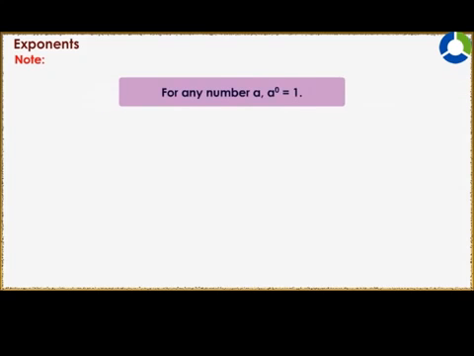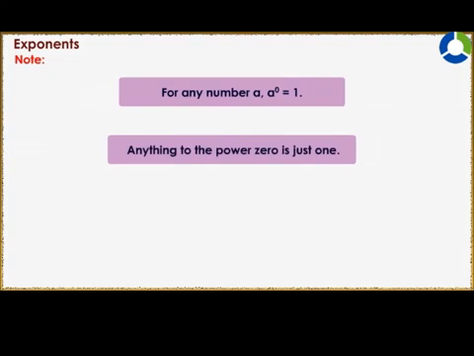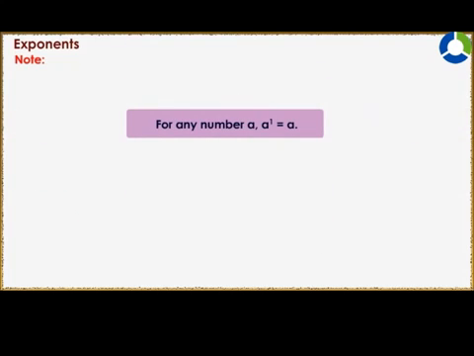Note, for any number a, a raised to 0 equals 1. Anything to the power 0 is just 1. Example, 2 raised to the power of 0 equals 1. 5 raised to 0 equals 1. For any number a, a raised to 1 equals a. Example, 2 raised to 1 equals 2. 5 raised to 1 equals 5.